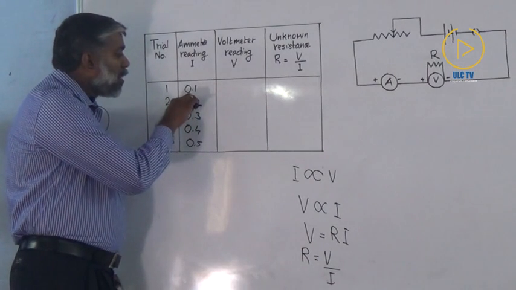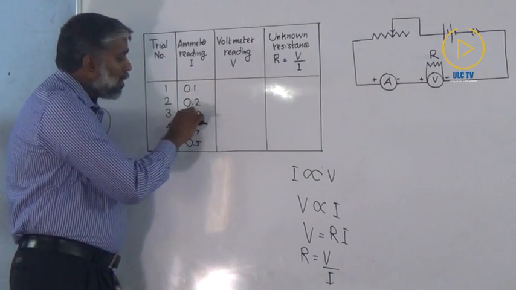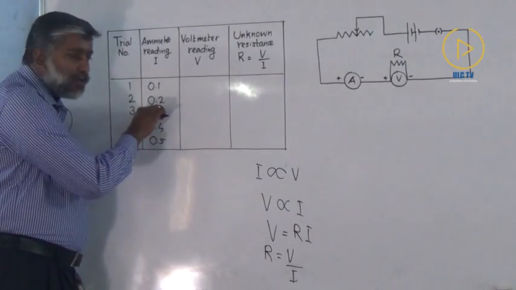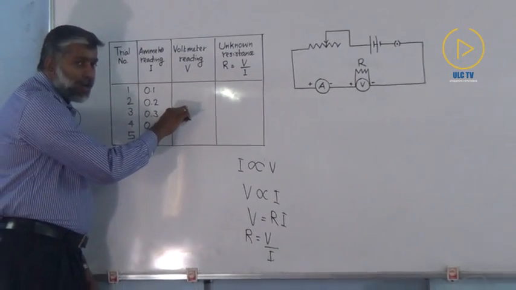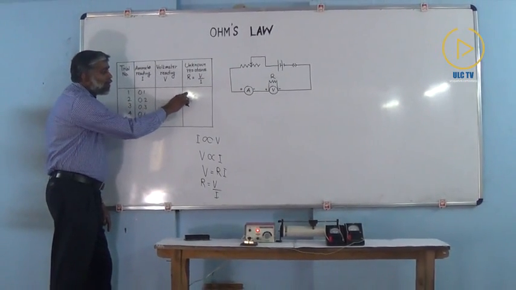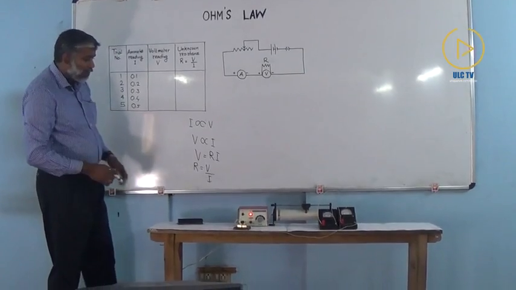When I pass 0.1 ampere, I can note the voltmeter reading. Then I adjust the rheostat. I will change the current to 0.2. In that case also I note the voltmeter reading. So one by one I take all the readings. Then I can calculate the value of resistance. Let us do the experiment.